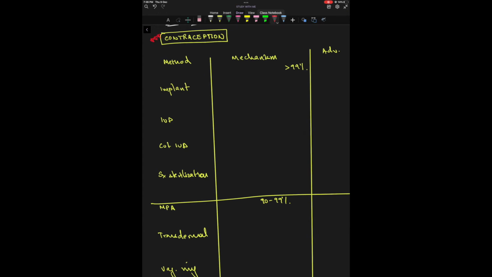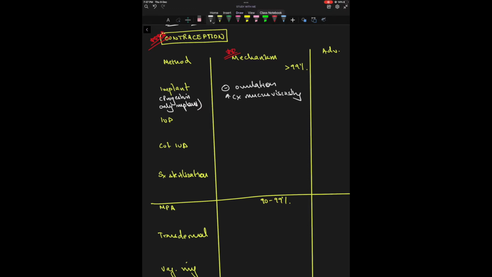contraception. This is the table that will solve almost all the questions on contraception. Let's get ahead with it. The first category is those that are more than 99% effective. First is the implant. That is a progestin-only implant. What is the mechanism of action? It inhibits ovulation. This is asked. This is important. And it increases the cervical mucus viscosity.